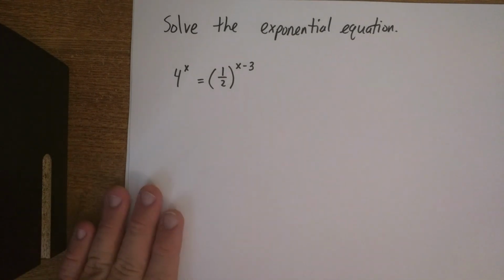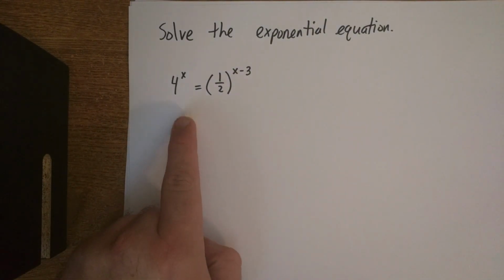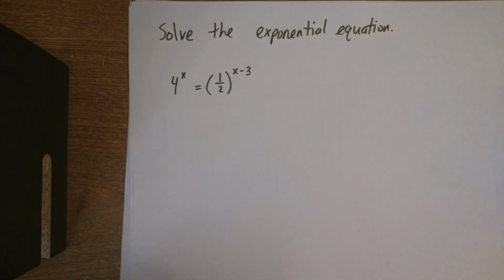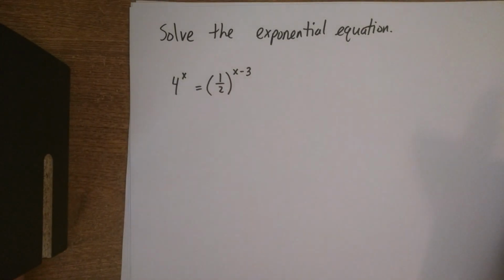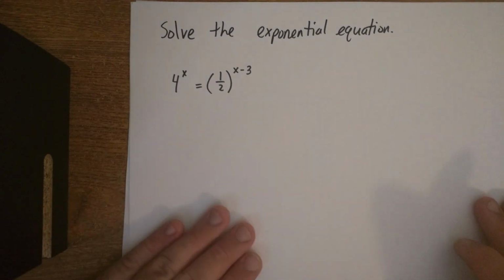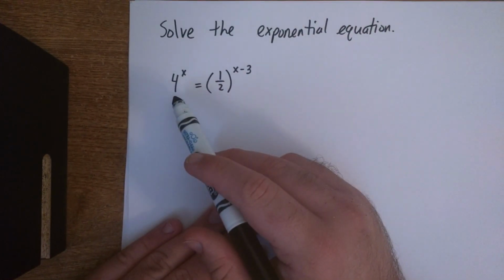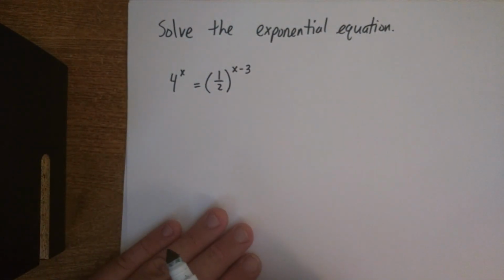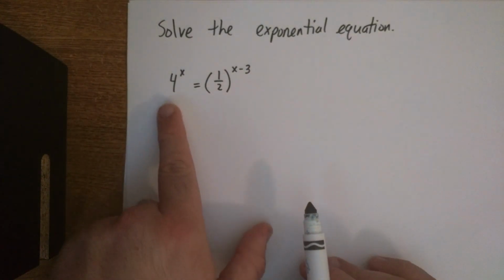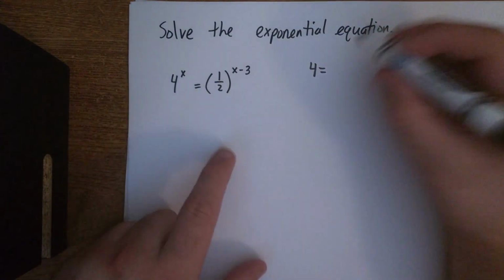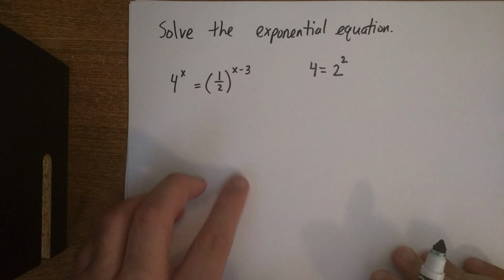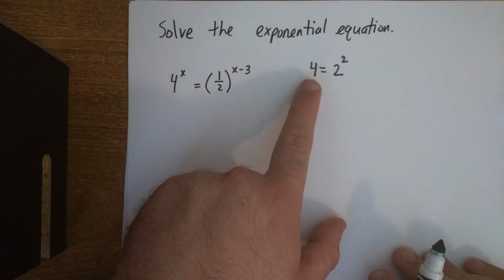So I'm going to show you how to solve an exponential equation. We have 4 to the power of x equals 1/2, and the 1/2 is raised to the power of x minus 3. What we want to have happen is we want to have both sides have the same base, like we saw in the last piece of paper. So what I notice is that we have a 4 and we have a 1/2, and I think it's possible to express 4 and 1/2 as 2 raised to some power. So let's start with the 4. Well, we know that 4 is 2 to the power of 2.